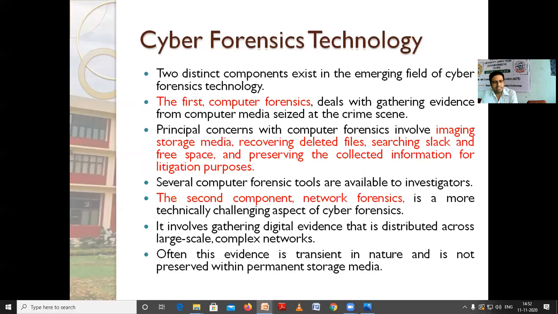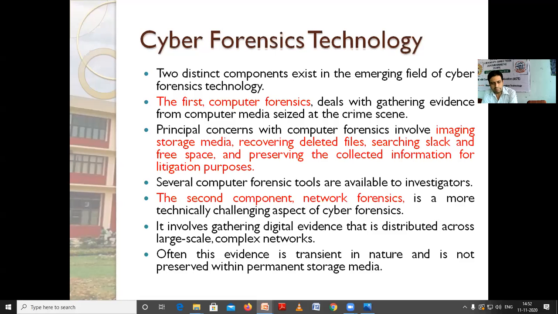So in cyber forensic technology, there are two distinct components that exist. Firstly, computer forensics. Computer forensics is comparatively easy with reference to the second, and it deals with attaining the evidence from the computer media seized at the crime scene. So principal concerns with computer forensics involve imaging the storage media, recovering the deleted files, searching slack and free space, and preserving the collected information for litigation purposes. So several computer forensic tools are available for the investigators.